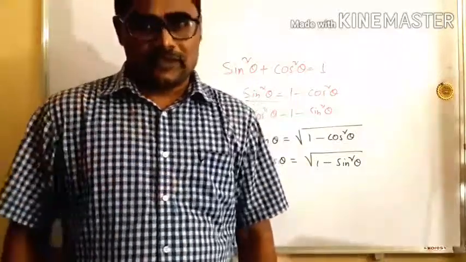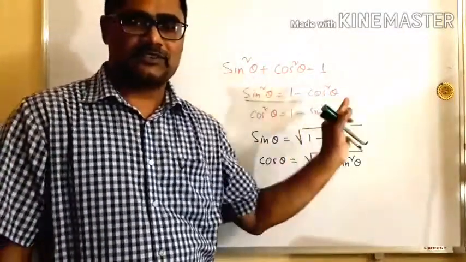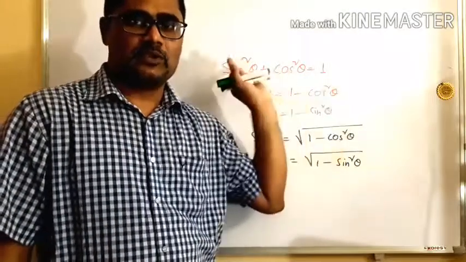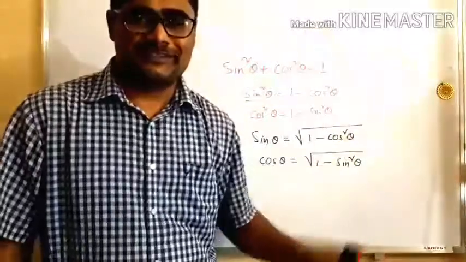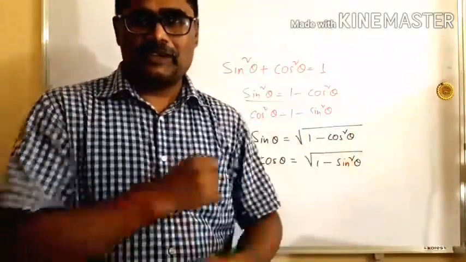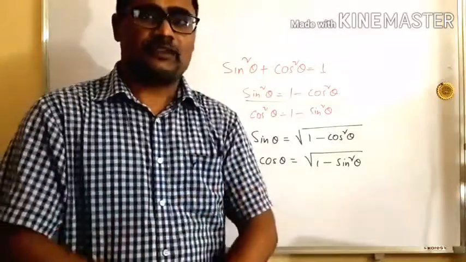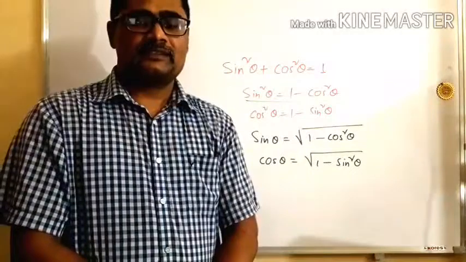So that's what I wanted to share today. I do not want to show you the other ones, 1 plus tan square theta equal to sec square theta and 1 plus cot square theta equal to cosec square theta, because I'm confident now you'll be able to do it. So today what we learned is the ratios for complementary angles and these 3 Pythagorean identities.